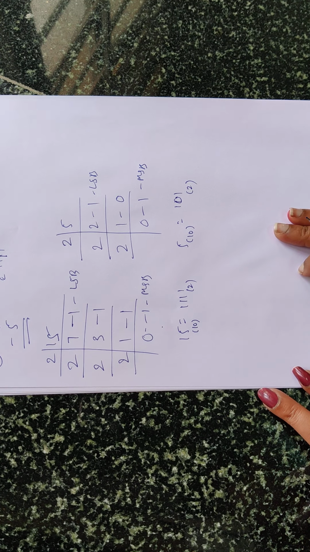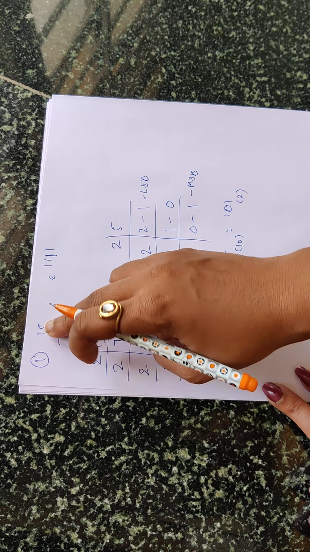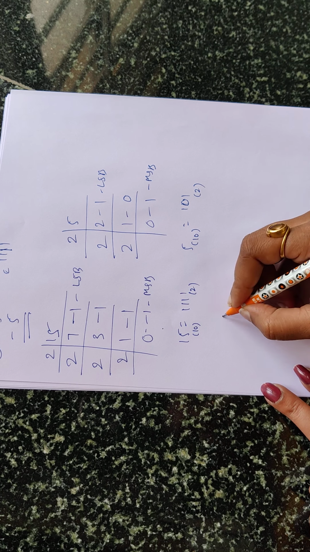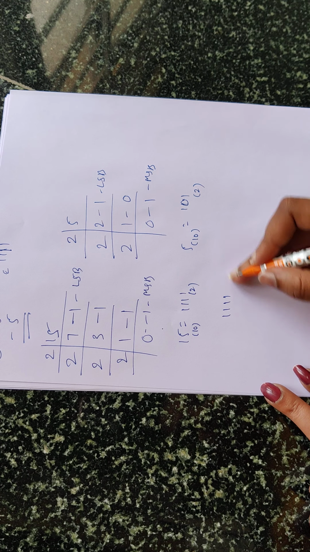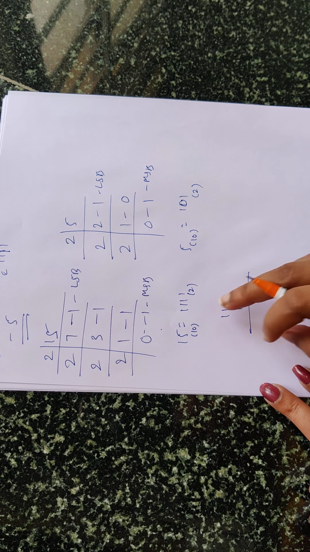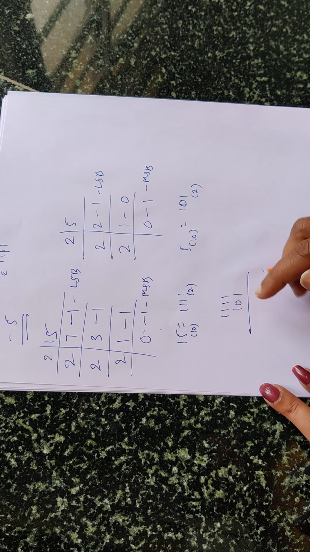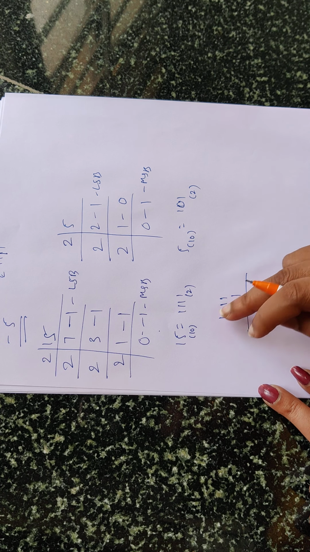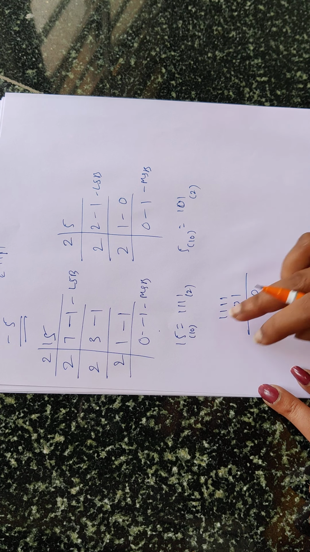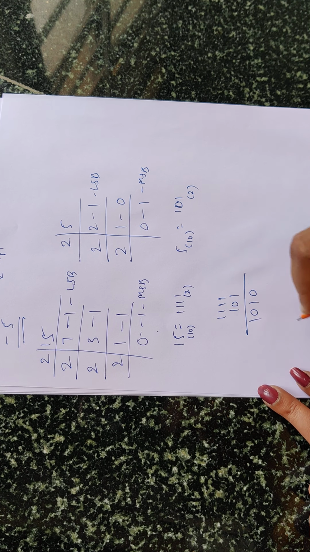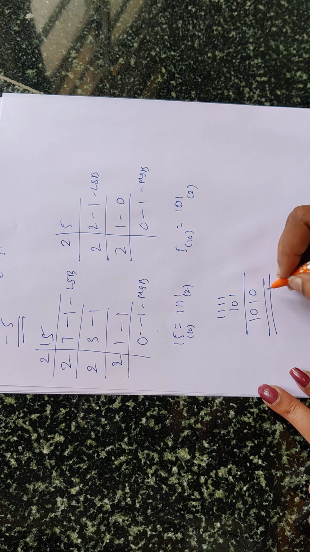Done. Now what we have to do? We have to subtract 5 from 15. For that we'll write here 1111 as the 15 value and 101 as the 5 value. Now try to subtract. What is 1 minus 1? 1 minus 1 is 0. 1 minus 0 is 1. 1 minus 1 is again 0. 1 minus nothing means you just consider it as 0, so 1 minus 0 is again 1. So the answer is 1010.